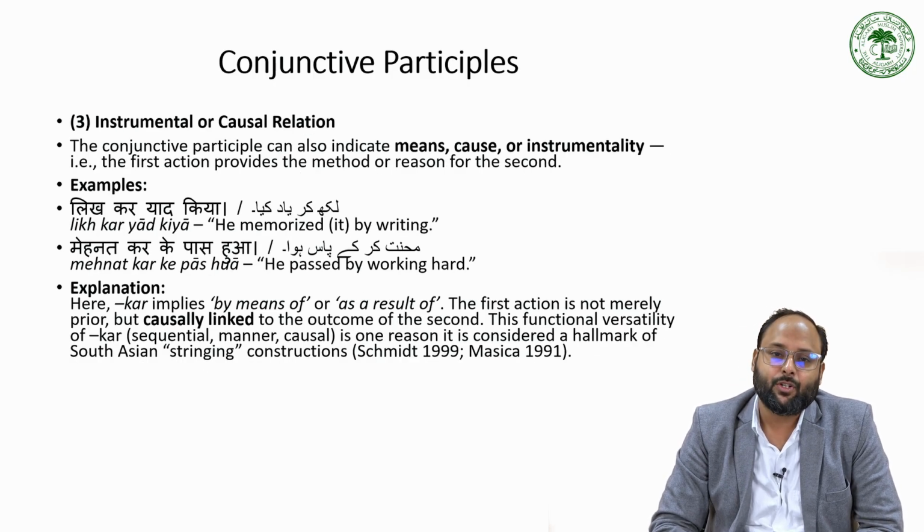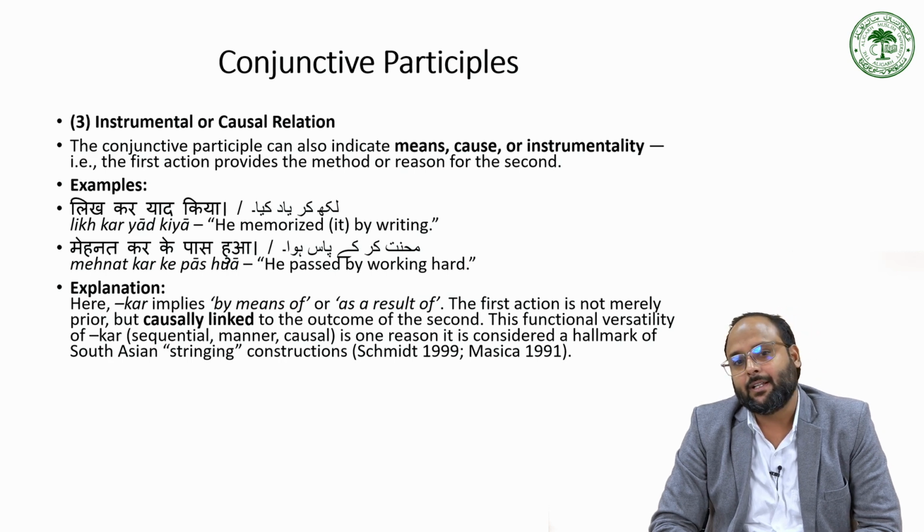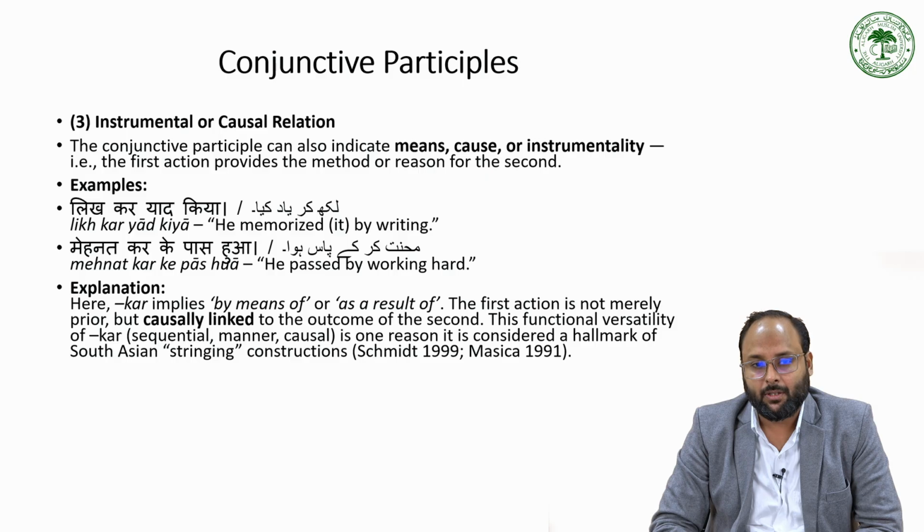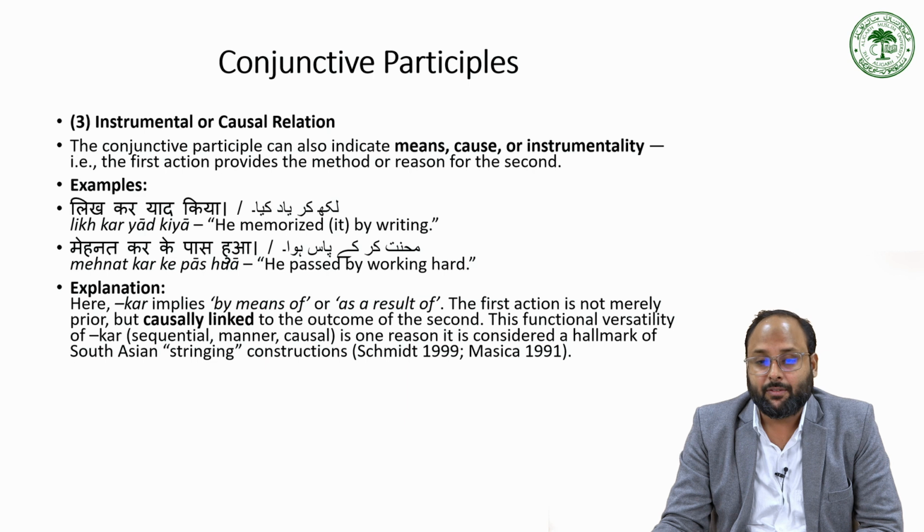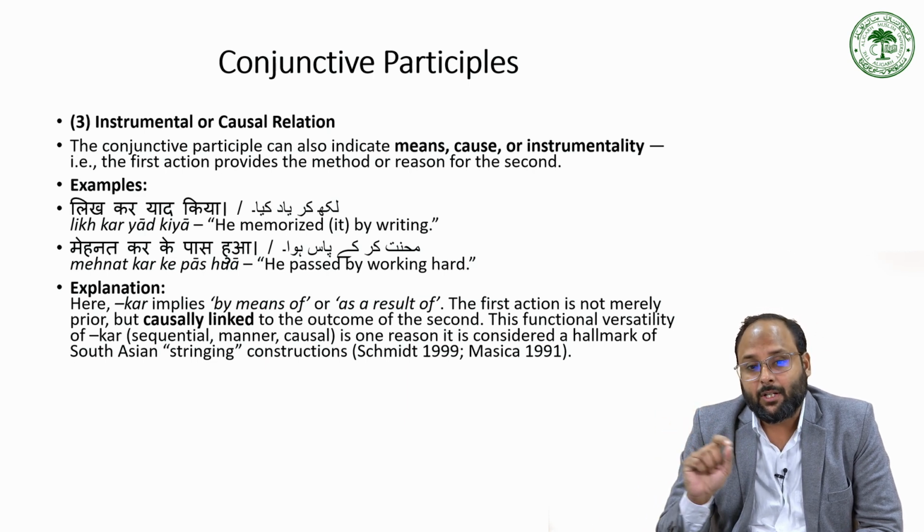The other function of the conjunctive participle is the instrumental or causal relation, like लिख कर याद किया, मेहनत करके पास हुआ. उसने लिख कर याद किया, वो मेहनत करके पास हुआ. The conjunctive participle can also indicate means, cause, or instrumentality. That is, the first action provides the method or the reason for the second. So here kar implies by means of or as a result of. The first action is not merely prior but causally linked to the outcome of the second.